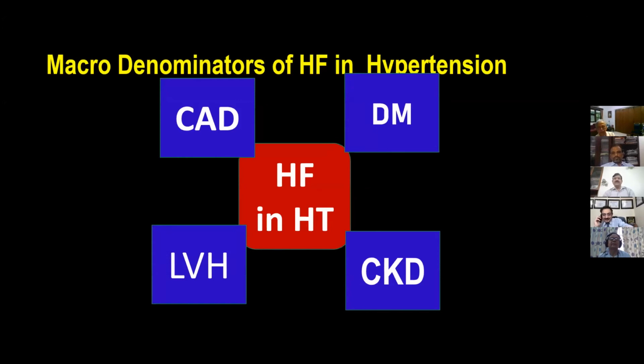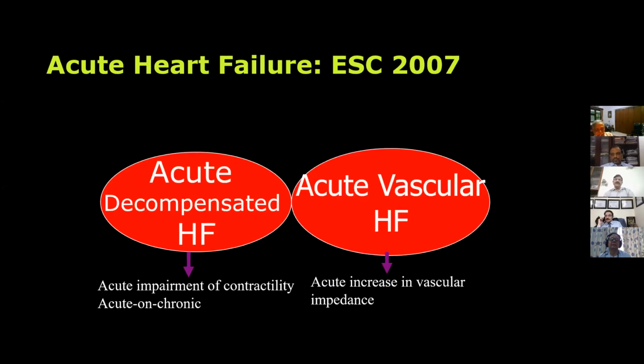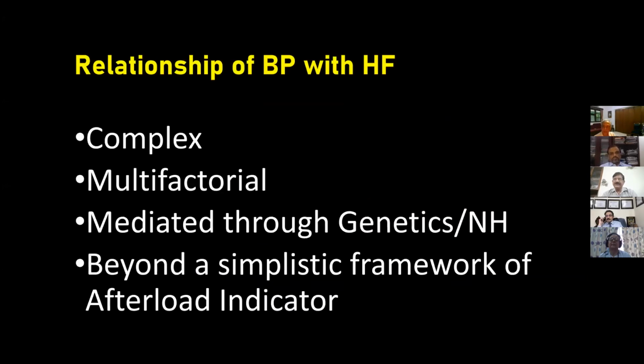But left ventricular hypertrophy is not the only determinant of heart failure in hypertension. Hypertension is also characterized by increased diabetes, CKD, coronary artery disease, and all these are also determinants of heart failure in hypertension. In acute heart failure, there is a variety called acute vascular heart failure, which is characterized by sudden increase in blood pressure. In acute heart failure, 75% of patients have some degree of hypertension. The relationship of blood pressure with heart failure is complex, multifactorial, mediated through genes and neurohumoral activation, and is beyond a simplistic framework of afterload.